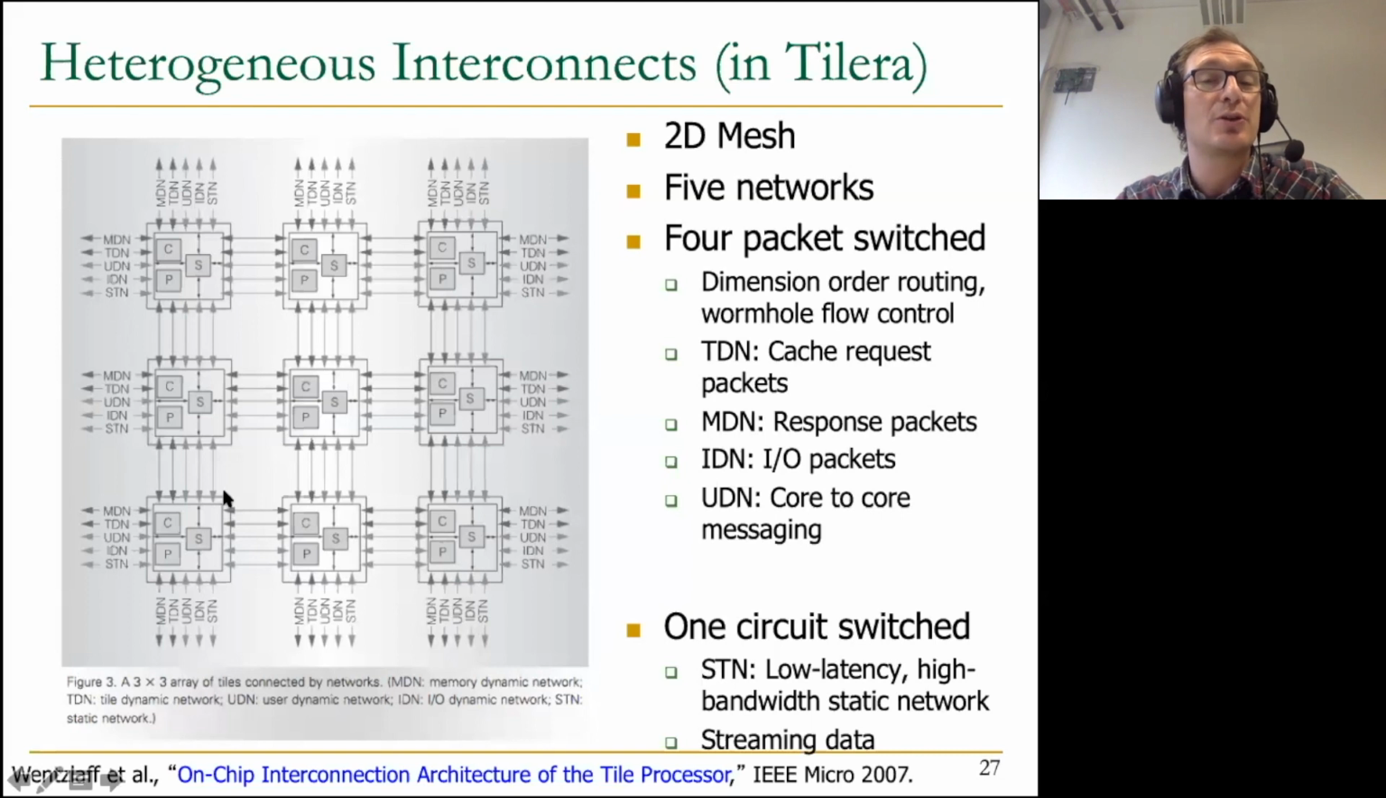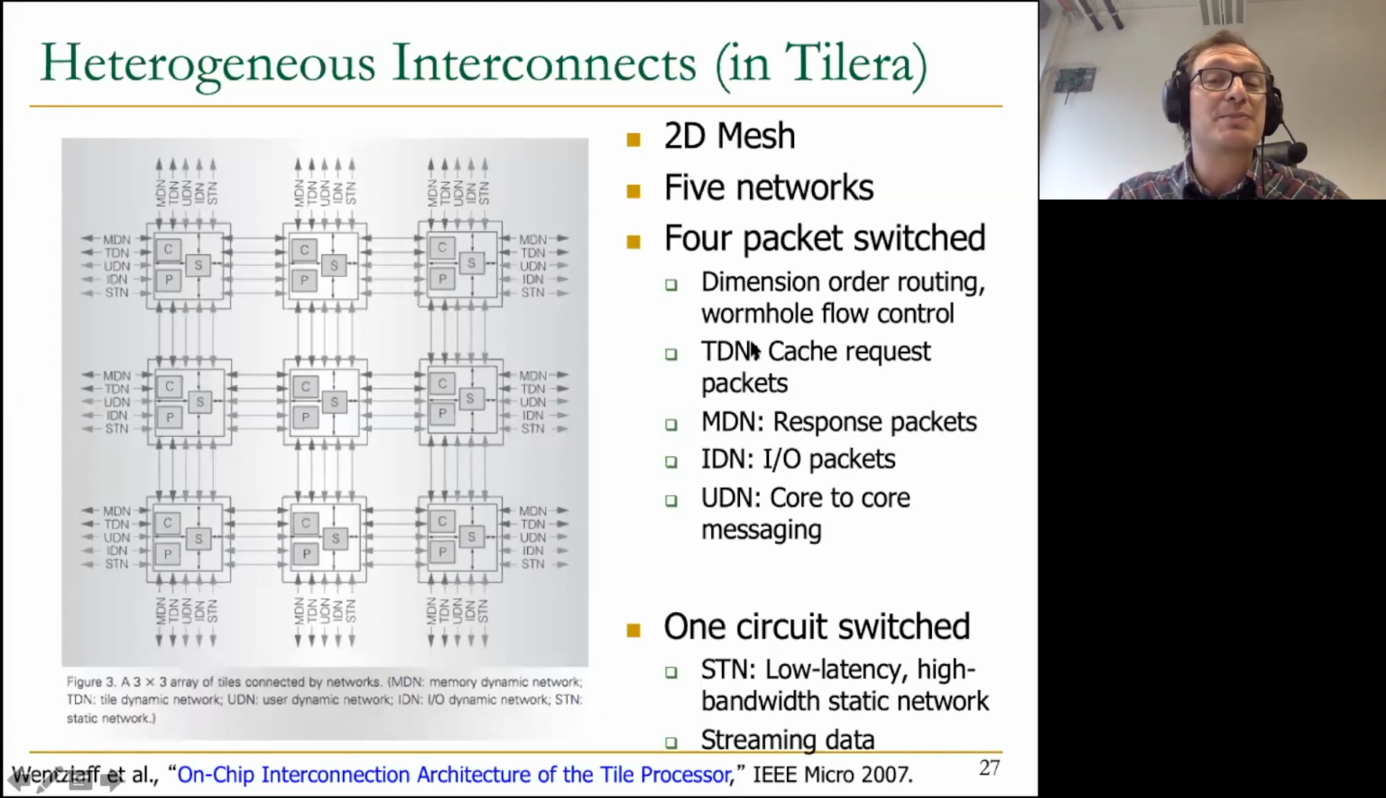Due to different metrics to optimize and different types of workloads that go on the network, these folks decided to design 5 different networks. Actually, not all of them are packet switched. One of them is circuit switched, as you can see. 5 on-chip networks, 4 of them were packet switched, and they used what we will discuss later on, different types of routing, XY routing, and some sort of flow control. We're going to talk about that when we talk about interconnects later on.